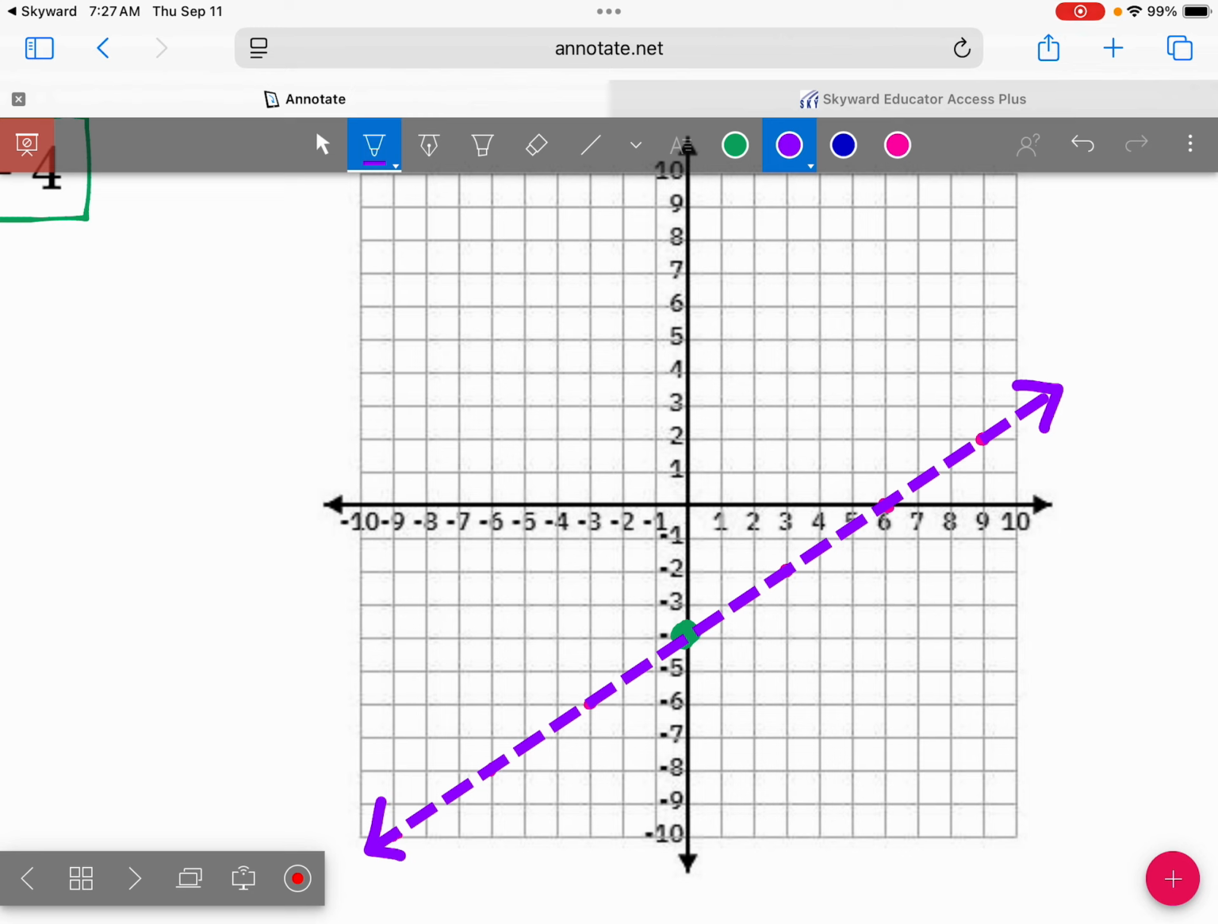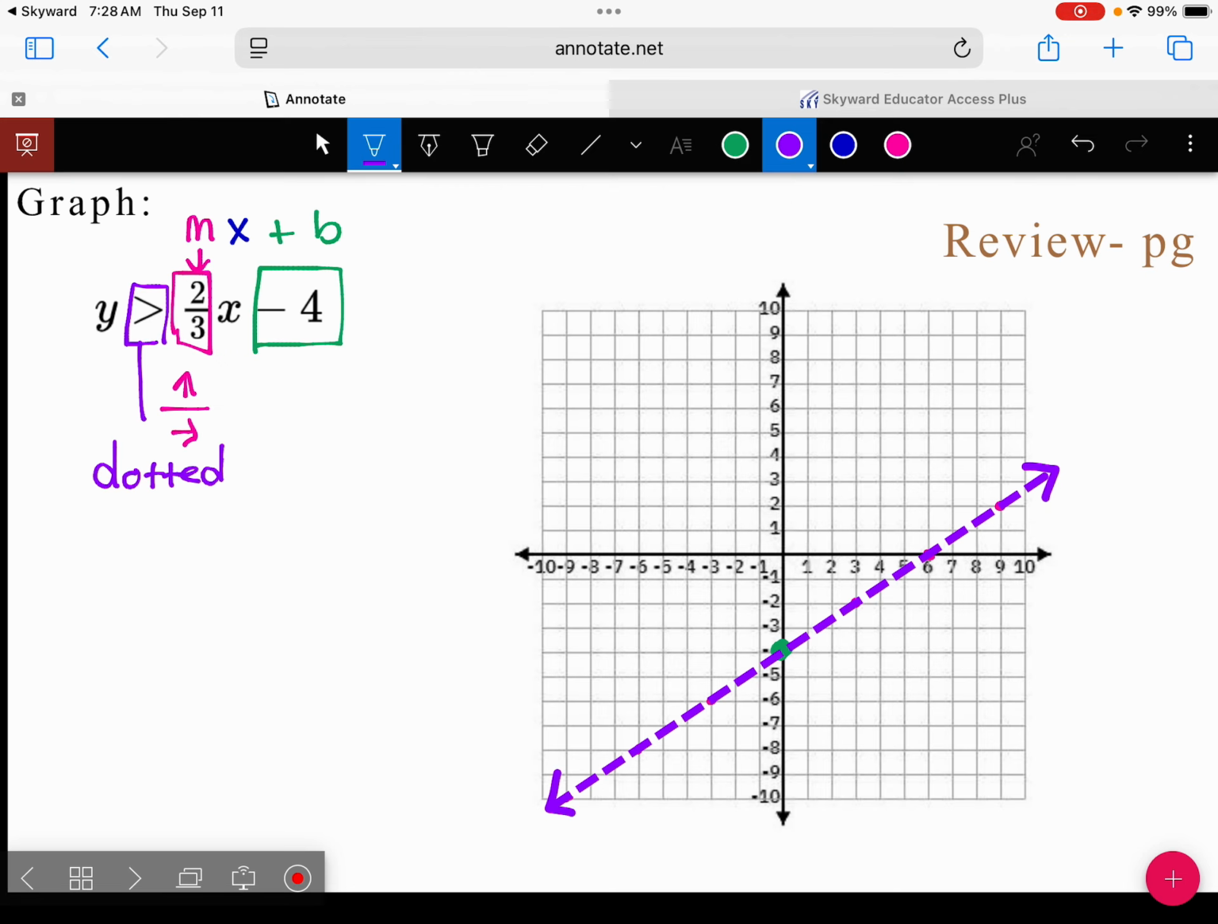Am I done? No. What do we need to do? Shade. We gotta do some coloring. Yay, coloring. Where do I color though? This only works when y is on the left. If y is greater, then yes, you can go up. Y less than would be down. If we don't have y on the left, we have to pick a point and test it. So if y is on the left and we have it in slope-intercept form, you can do that.